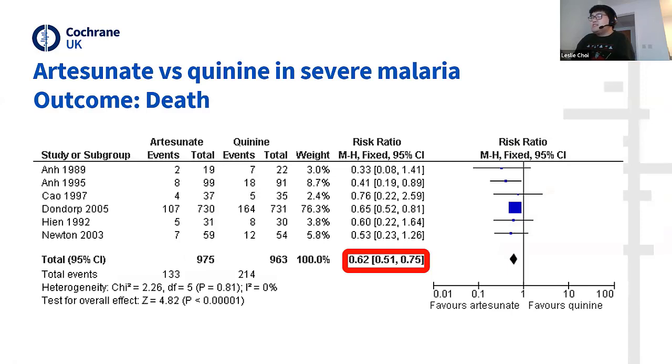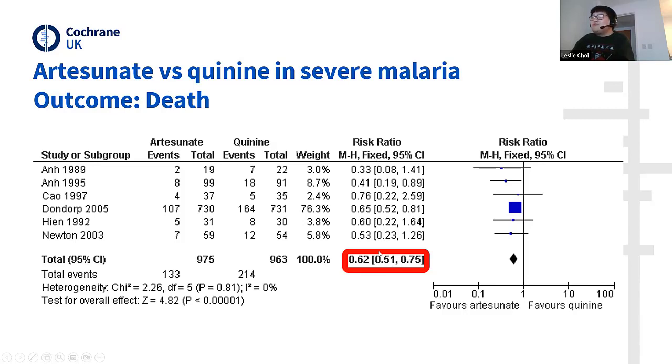So this is a teaching example that we use in the infectious diseases group, because it's quite a nice review that tells quite a nice story. But hopefully it should be clear enough to everyone, so imprecision here. So this is artesunate versus quinine in severe malaria. The outcome is death. And you see there's a 38% reduction in the risk of death for participants that are randomized to take artesunate compared to quinine.